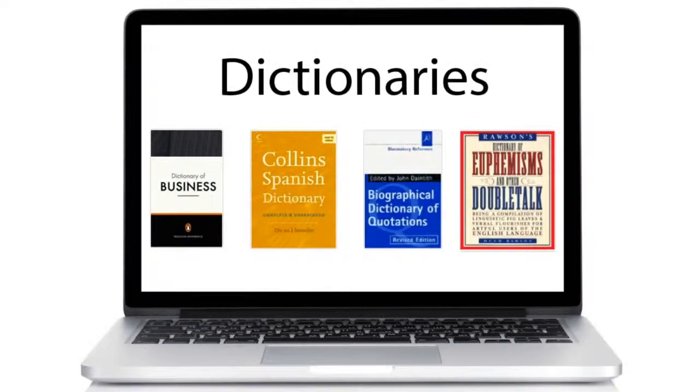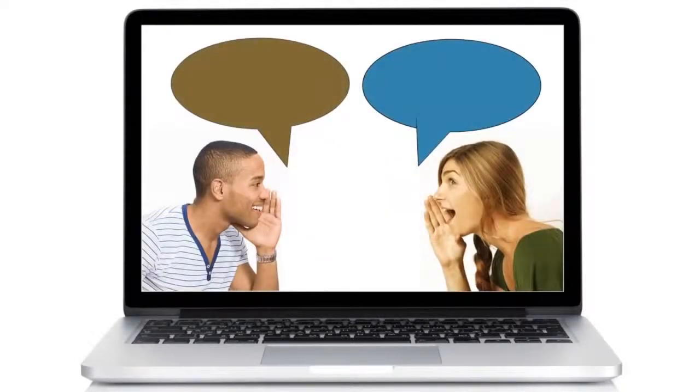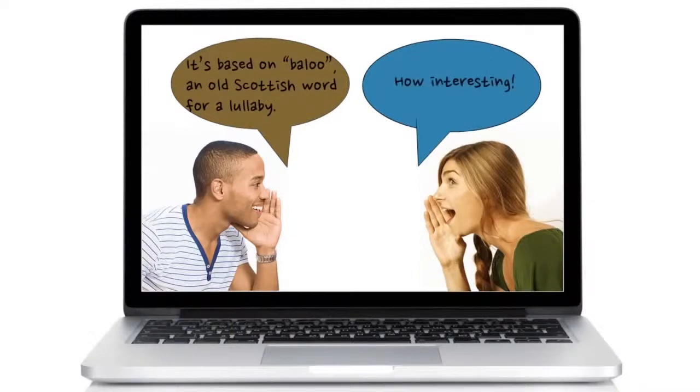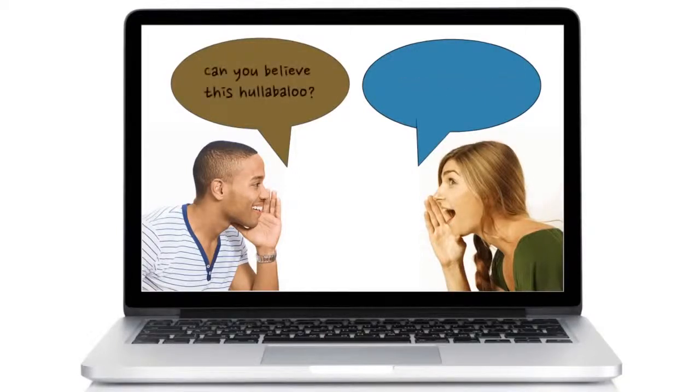We'll start with dictionaries. The primary purpose of dictionaries is to help you communicate correctly and clearly. Dictionaries provide definitions of words. Many dictionaries also include information about pronunciation, abbreviation, and etymology, or the history of the word. You may see examples of different ways the word can be used in the form of sample sentences. Some dictionaries include slang terms and idioms or common expressions.